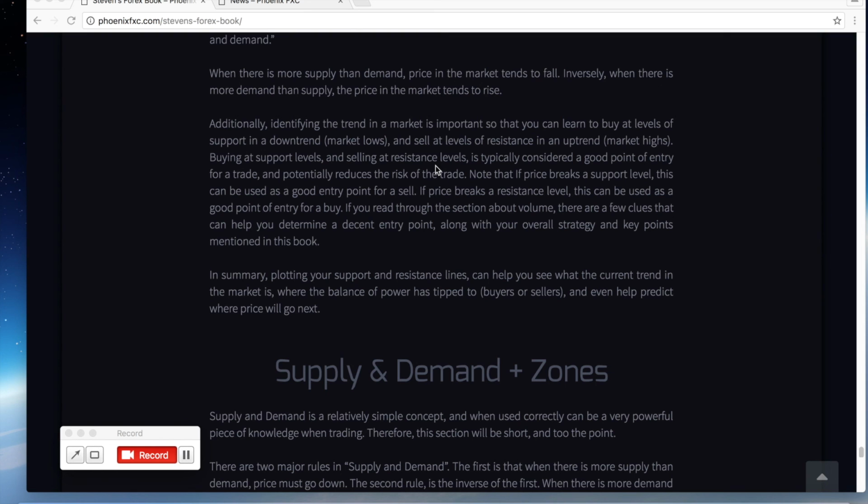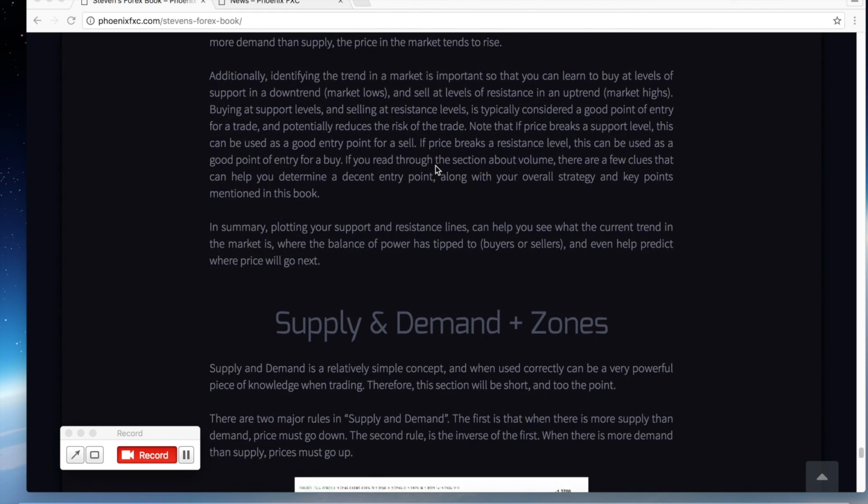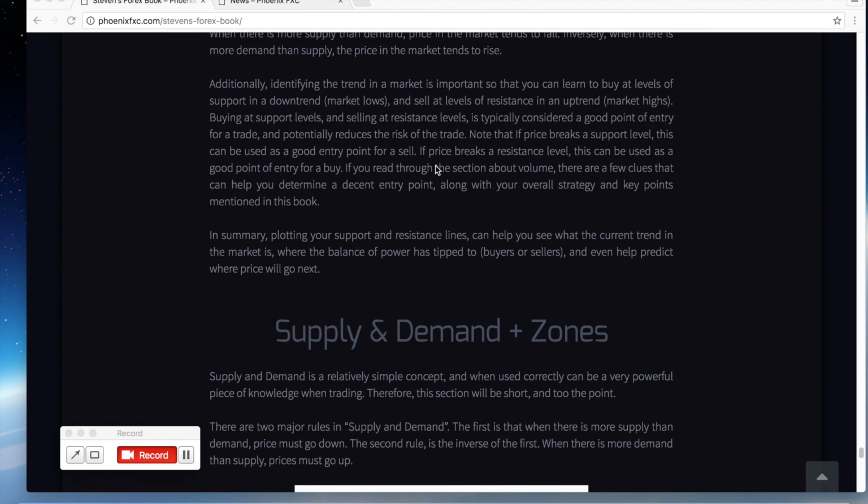Note that if price breaks a support level, this can be used as a good entry point for a sell, and if price breaks a resistance level, this can be used as a good entry point for a buy. When we talked about volume, volume can tell you right around if sellers are getting exhausted or if buyers are getting exhausted and if the market's going to reverse. This can also happen with candlestick patterns like I already showed you.